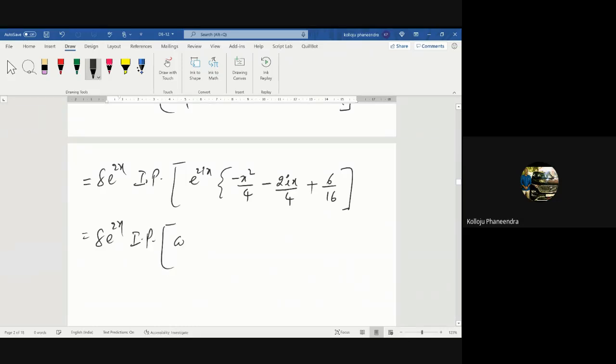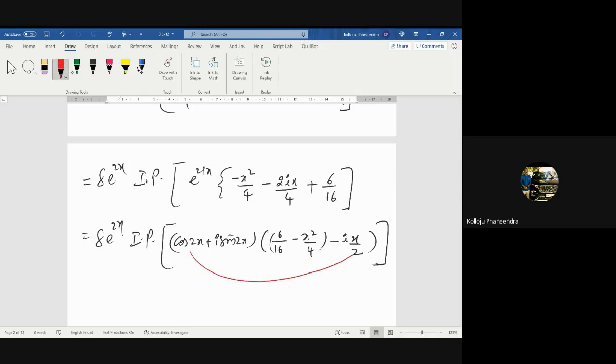Now this equals 8 into e to the power of 2x, imaginary part of this, which is (cosine 2x plus i sine 2x) multiplied by, taking real parts together, 6 by 16 minus x square by 4 together, minus ix by 2. Now in this one I have to pick up what? The imaginary part. Imaginary means what? It contains i terms. So these two.